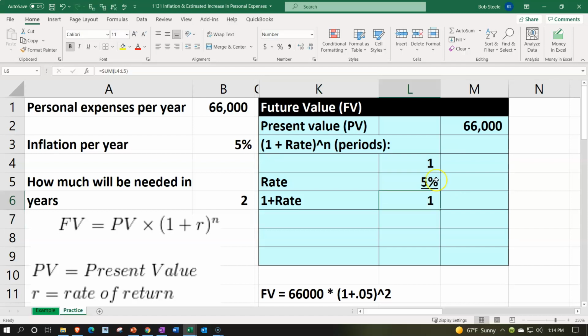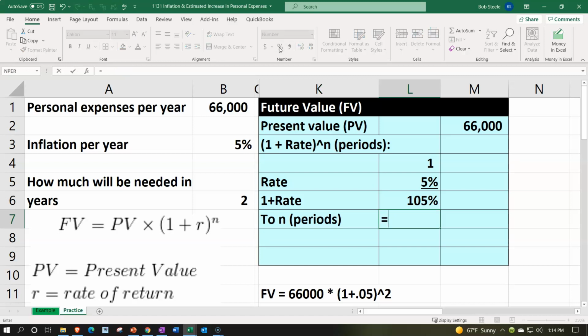Let's make that then a percent. Go into the Home tab, number group, add some decimals. It could be 1.05, or you can reflect it as a percent, which would be 105%. Then we're going to take that to the number of periods, which I'm going to say is n periods. And that's going to be 2 periods that we're taking it to, 2 years out, we're going to assume. I'm going to take that from our data tab over here. So equals the 2.